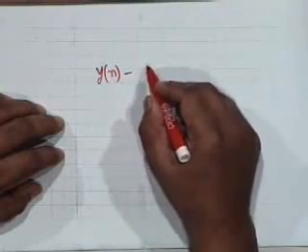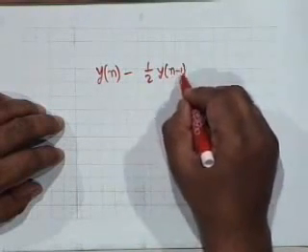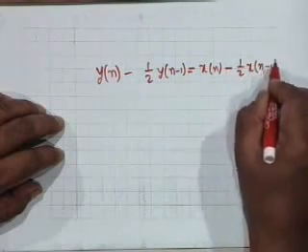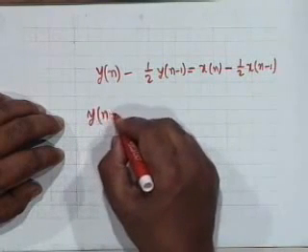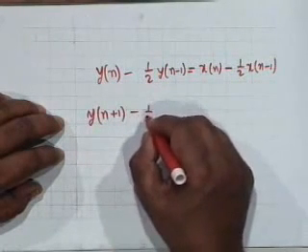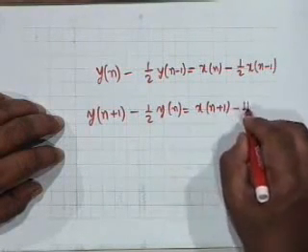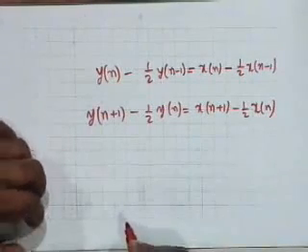But we don't require x of n plus 1 in difference equations. Why not? In a difference equation, we just consider delay. No, you may also consider advance. For example, y of n minus half y of n minus 1 equal to x of n minus half x of n minus 1. I could as well write this equation like this: y of n plus 1 minus half y of n equal to x of n plus 1 minus half x of n. Alright? I could do that.